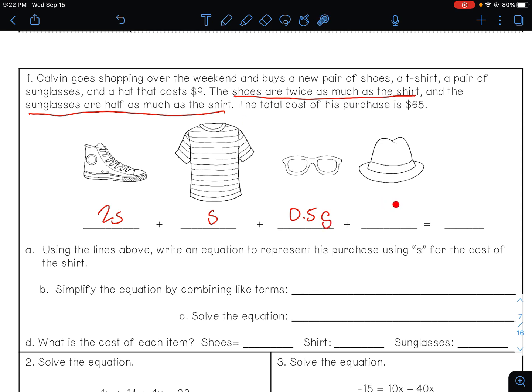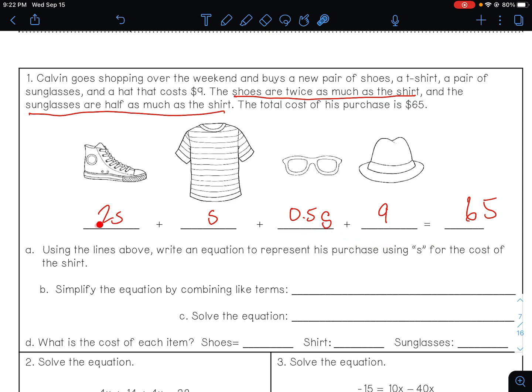And then we've also got this hat. How much does a hat cost? Oh, a hat costs 9. Boom, $9. What does that equal? It equals the total cost of purchase is 65. So the 2S for the shoes plus the shirt plus the sunglasses plus the hat equals 65.